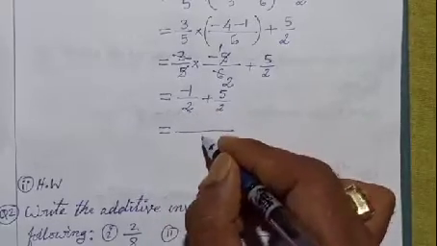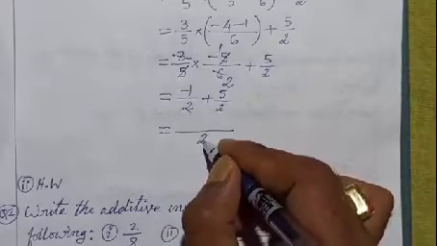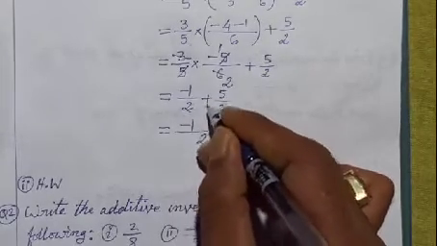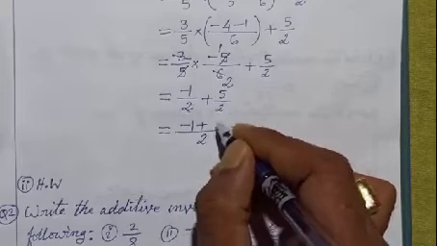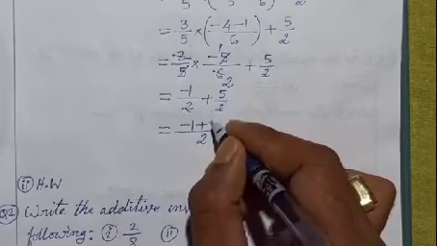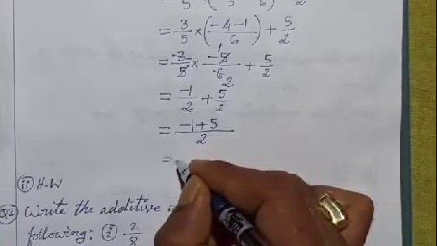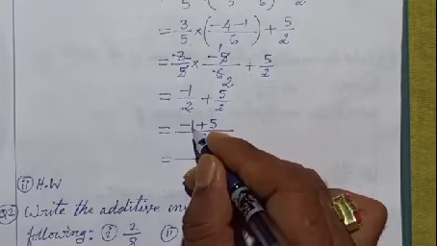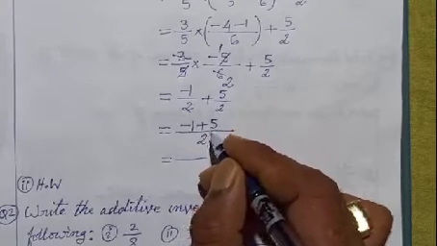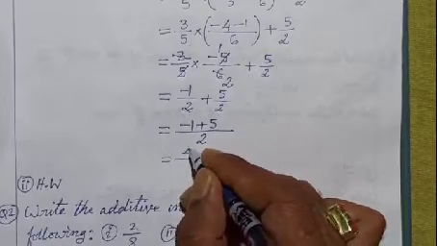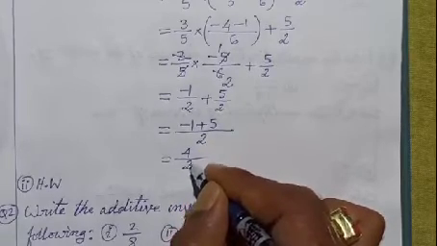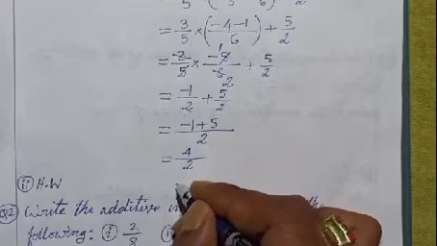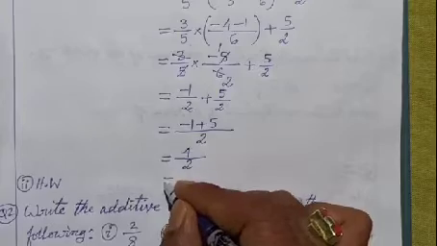Here 2 and 2, taking LCM, we are getting 2. 2 is dividing by 2, then we are getting 1. 1 into minus 1 is minus 1. Then this plus sign. 2 is dividing by 2, then we are getting 1. 1 into 5 is 5. Here is minus 1 and next is plus 5. Minus 1 plus 5, the signs are different, so we have to subtract. If we subtract, we are getting 4 divided by 2. If 4 is divided by 2, then the answer is 2.